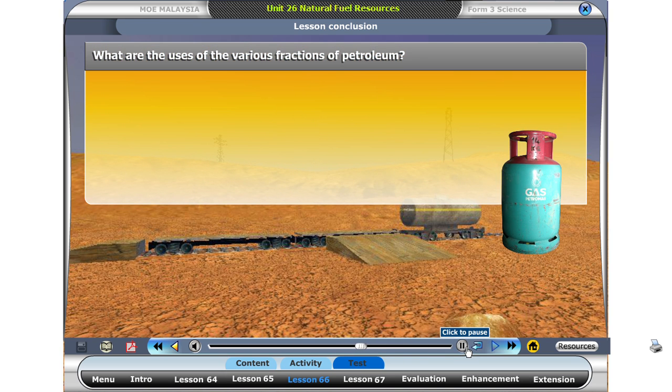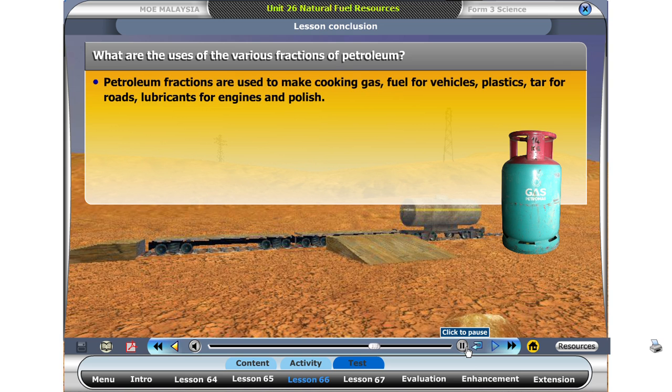In this lesson, we learned that petroleum fractions are used to make cooking gas, fuel for vehicles, plastics, tar for roads, lubricants for engines, and polish.